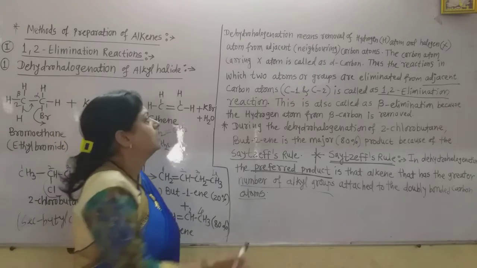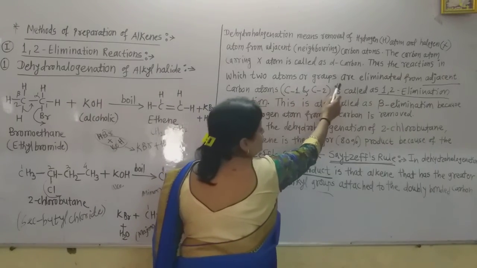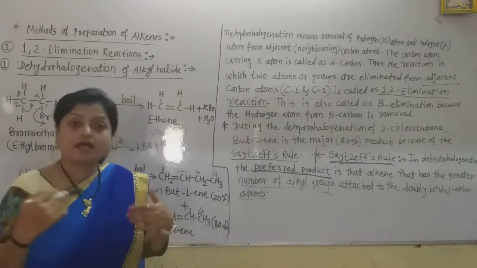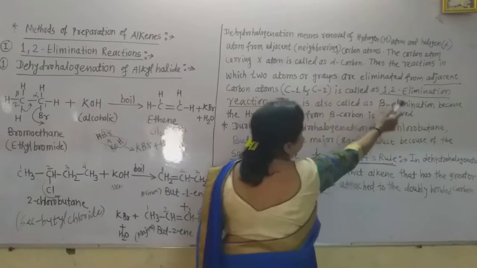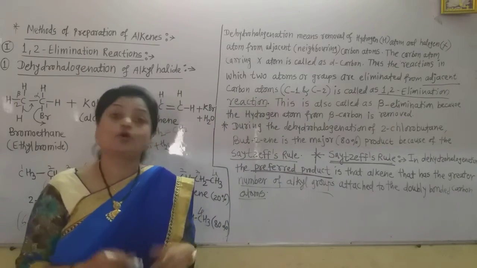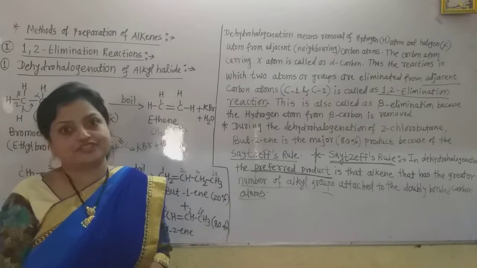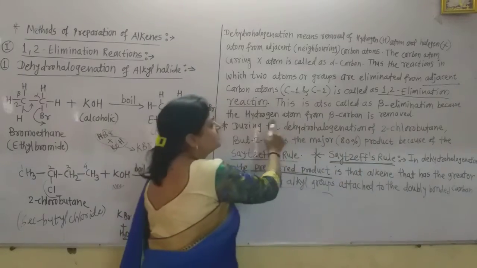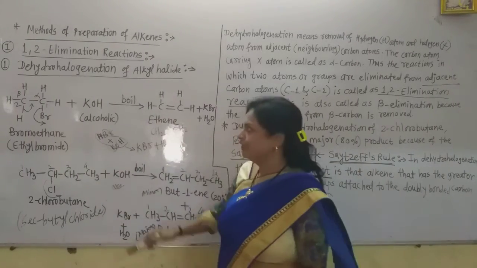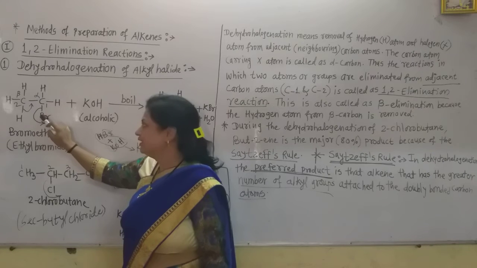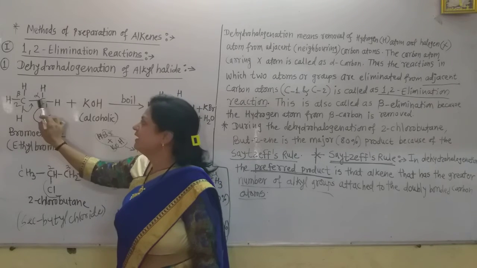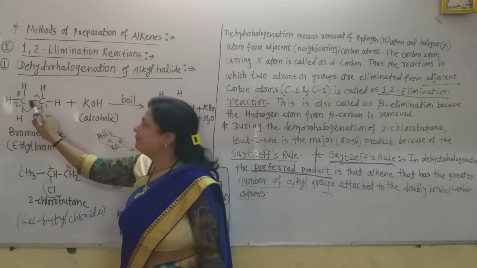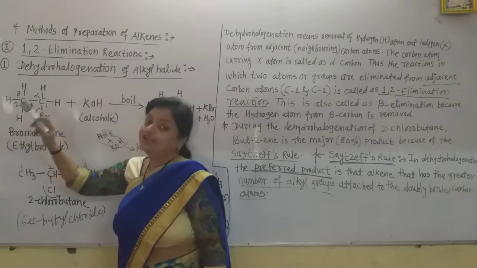Thus the reaction in which two atoms or two groups are eliminated from adjacent or neighboring carbon atoms, from C1 and C2, is called the 1,2 elimination reaction. This is the definition of 1,2 elimination. Now what is beta elimination? See here. This is also called beta elimination because the hydrogen atom from the beta carbon is removed. I tell you, the alpha carbon is the carbon to which the halogen is attached, and the adjacent, neighboring carbon of that is called the beta carbon. As the hydrogen from the beta carbon is removed, giving this double bond here, it is also called the beta elimination reaction.